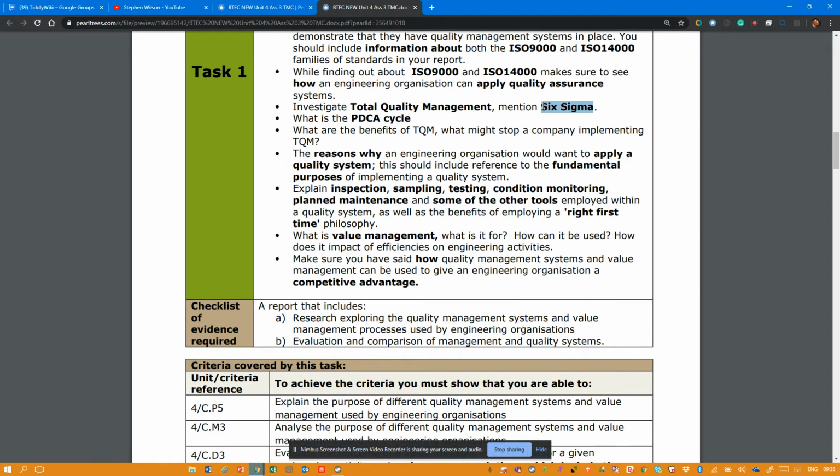But the aim of Six Sigma is to drive down the number of defects you make in a product.